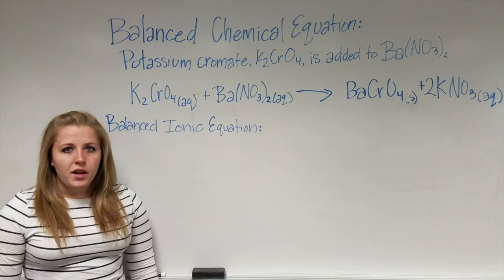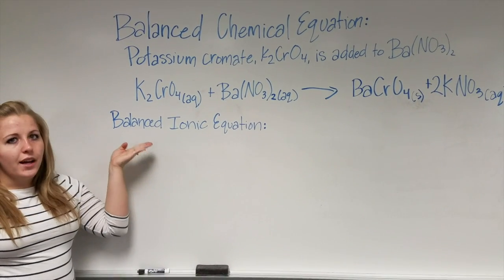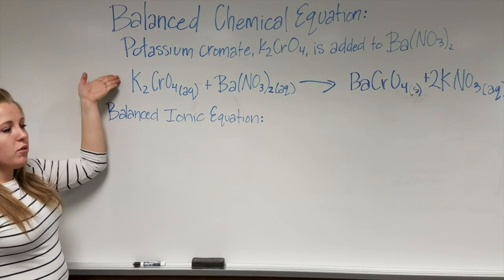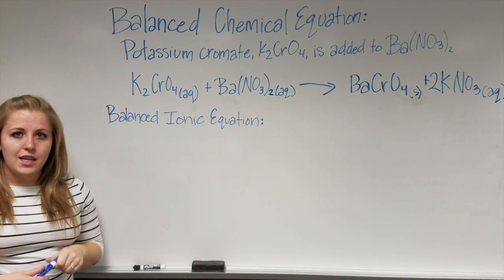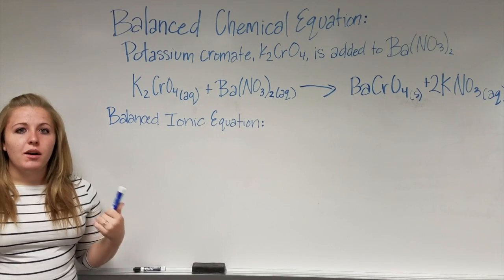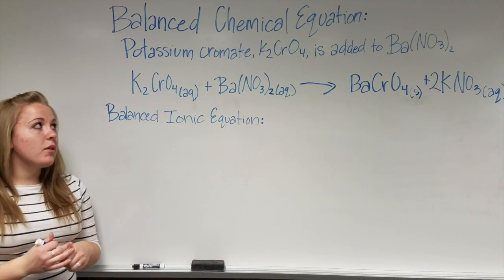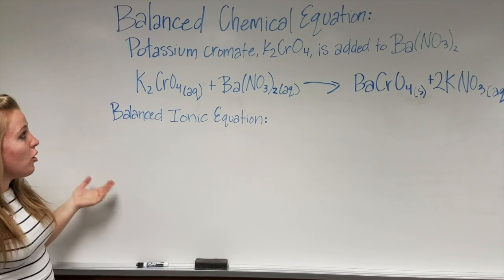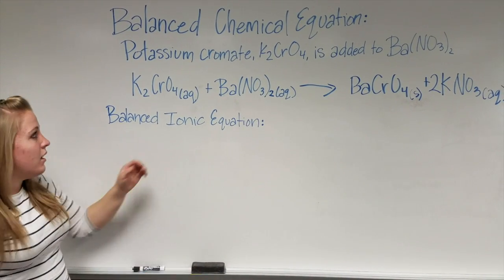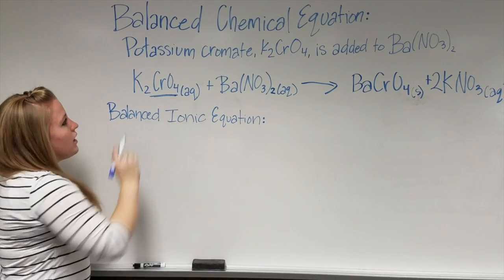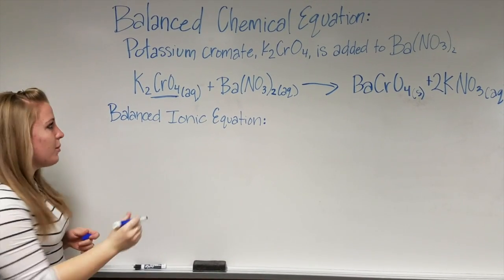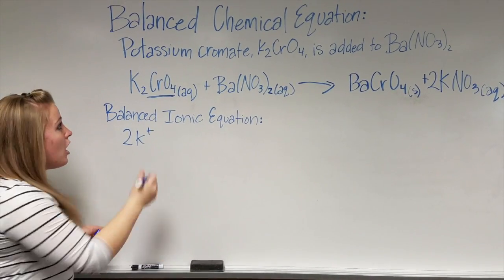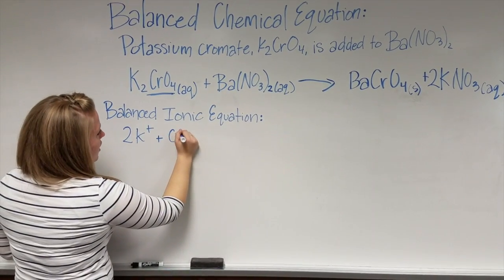The next step in writing a balanced chemical equation is figuring out what the balanced ionic equation should be. In order to do this, we have to decide which things from our balanced chemical equation are going to separate and which things are going to stay together. Remember from the beginning, we talked about certain things that will separate throughout an equation. Our first thing we're going to look at is our potassium chromate. Potassium chromate will separate, but not completely. Our chromate here is a covalently bonded molecule. So while our potassium will separate into 2K+, because potassium has a 1 plus charge, our chromate is going to separate into CrO4 2-.